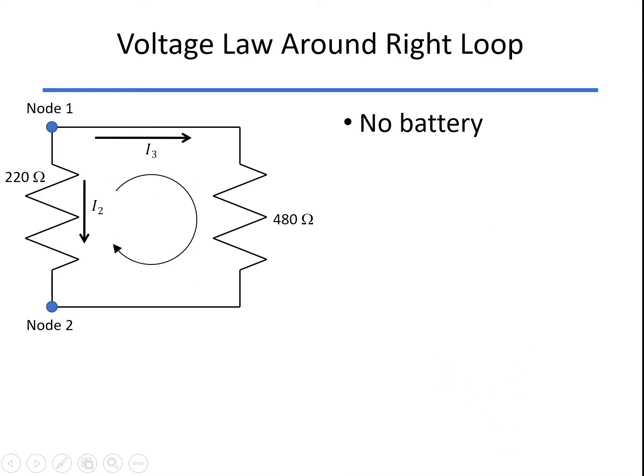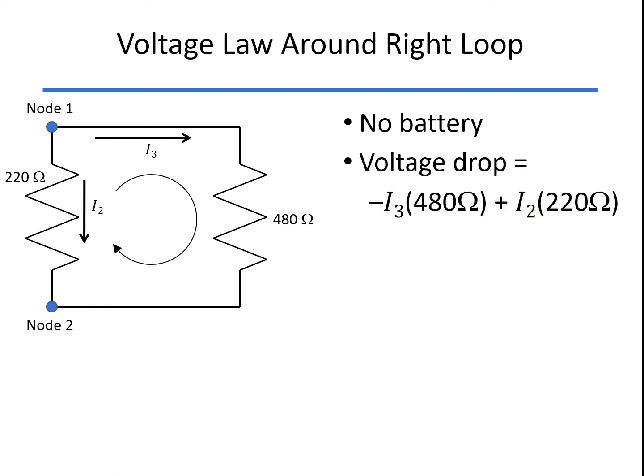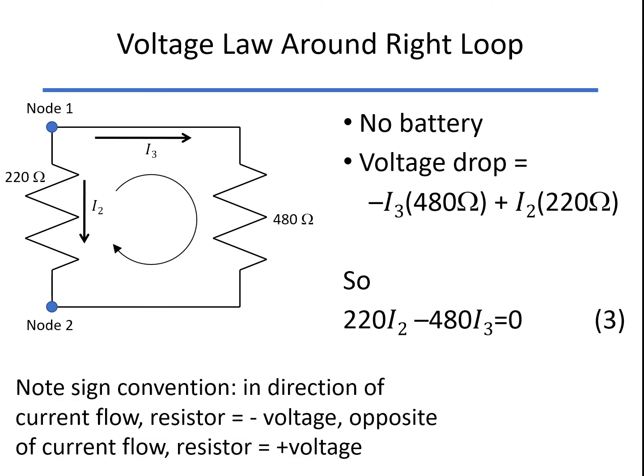Now there's no battery in the right loop, but you notice here, as I'm going around this loop in this direction, this is in the same direction as the flow. This is against the flow, so we end up with a plus sign there. And so our third equation becomes 220 I2 minus 480 I3 is equal to 0. So there's our three simultaneous equations. And again, as long as we're going around a loop, we have to go in the same direction completely around the loop. So this is a negative, and this is a positive because I'm going in the opposite direction.